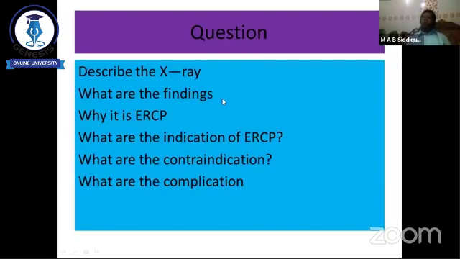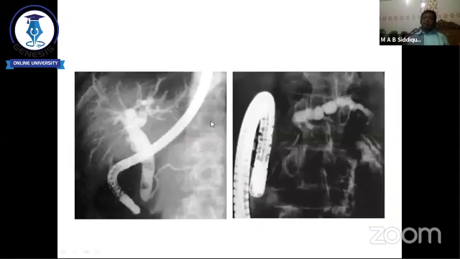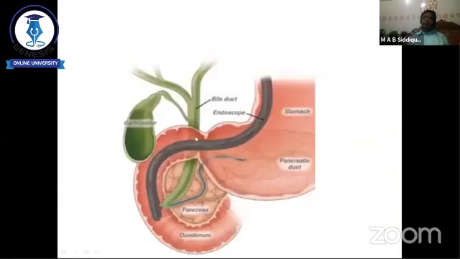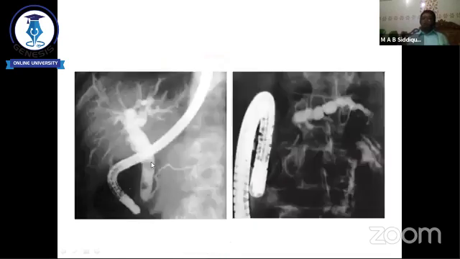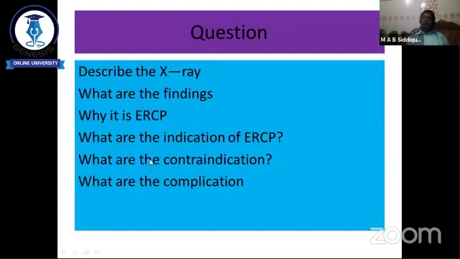What are the contraindications? If there is a gastric outlet obstruction, it is not possible to pass this endoscope. And if the patient has a history of gastrojejunostomy, then also it is not possible to pass this endoscope into the ampulla. These two are the contraindications of ERCP.